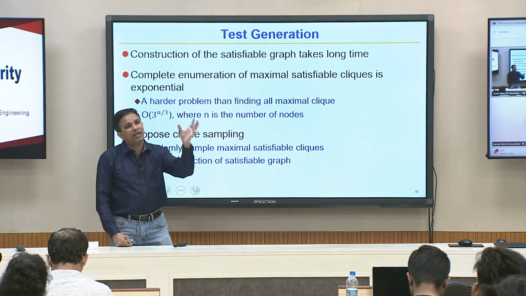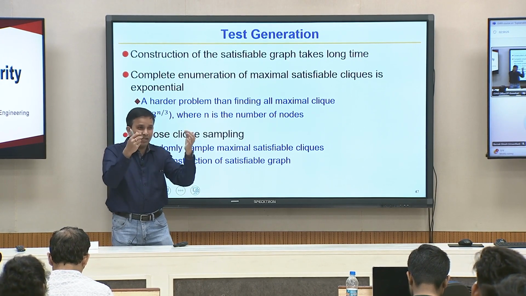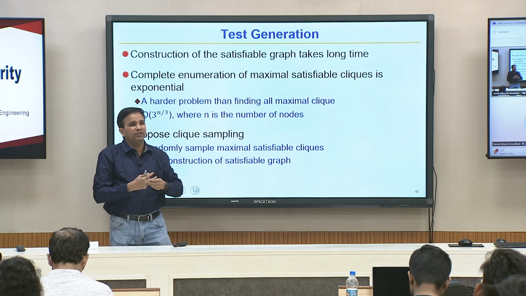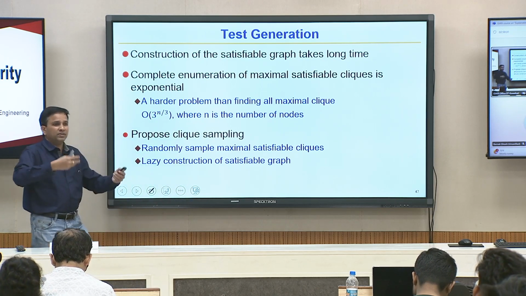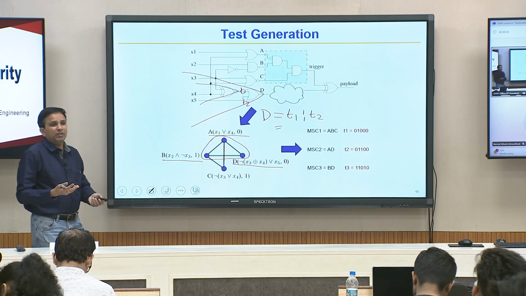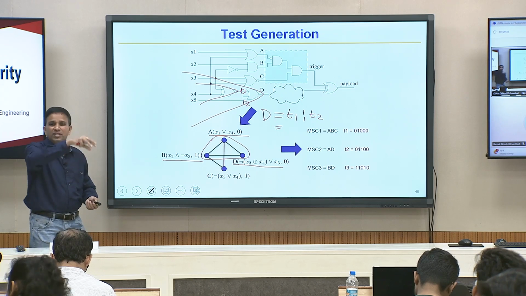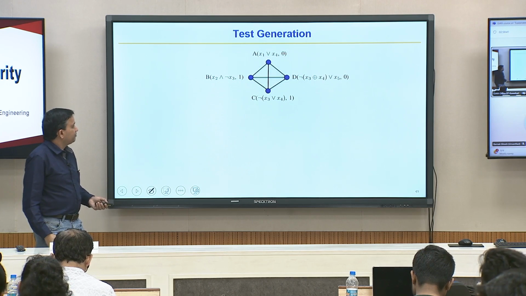So, we borrowed another idea from computer science called lazy construction: do not construct the graph until it is absolutely needed. All of this we had to do. When you do any research, you will be developing the theory and proofs, but practically they may not be meaningful unless you put in a lot of engineering effort to make it run on large designs.